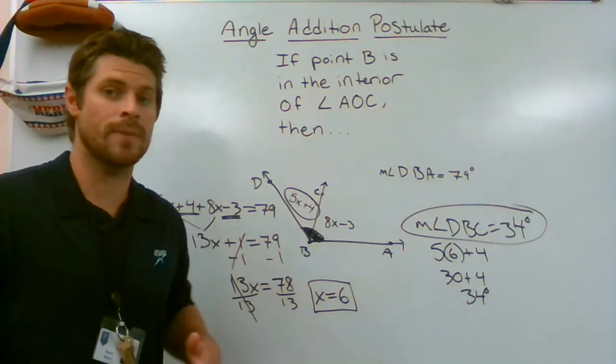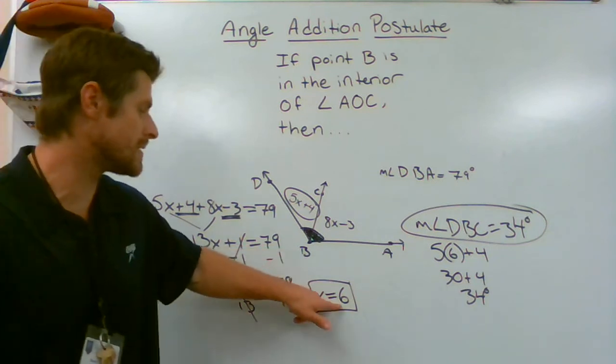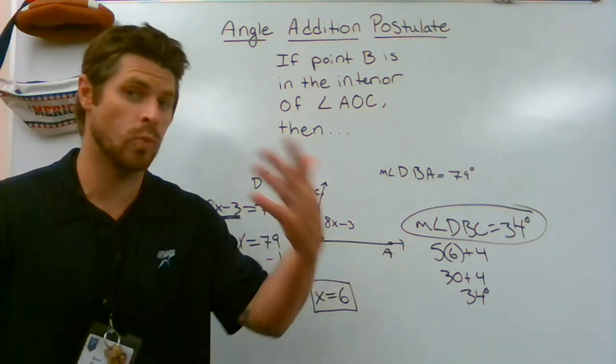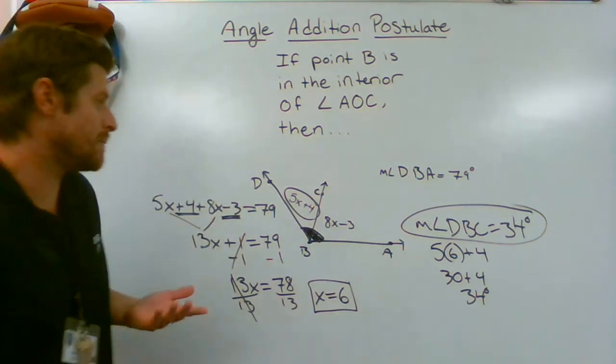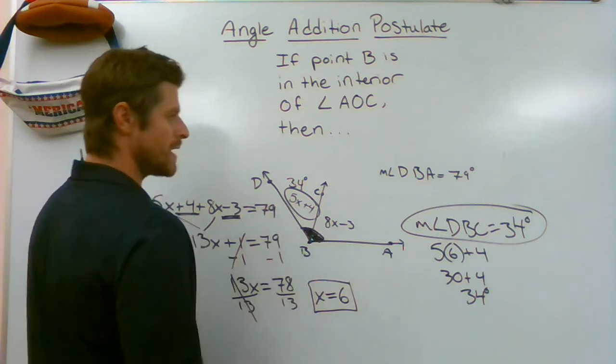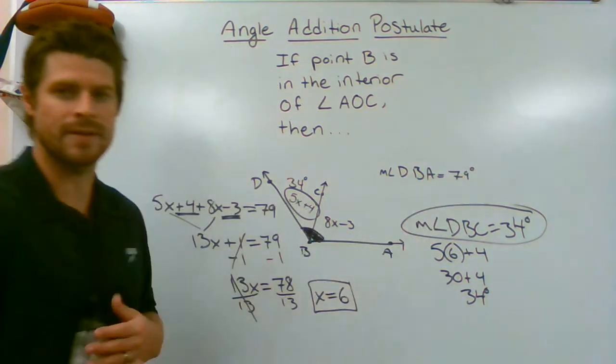Now, two ways to go about figuring out the second angle. You could plug in 6 right there, multiply it by 8, and then take 3 away. That's one option. Or you could say to yourself, because I already know this is 34 degrees, how many more degrees would I need to get to 79?